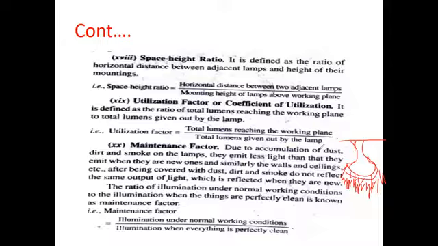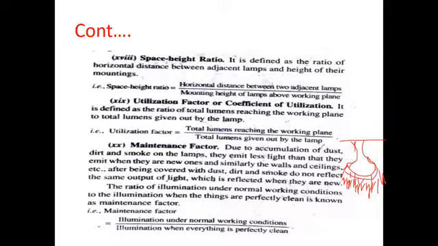So due to some dust accumulated on the surface of the lamp, dirt, smoke, they emit less light than they emit when they are new or when they are clean. Okay.